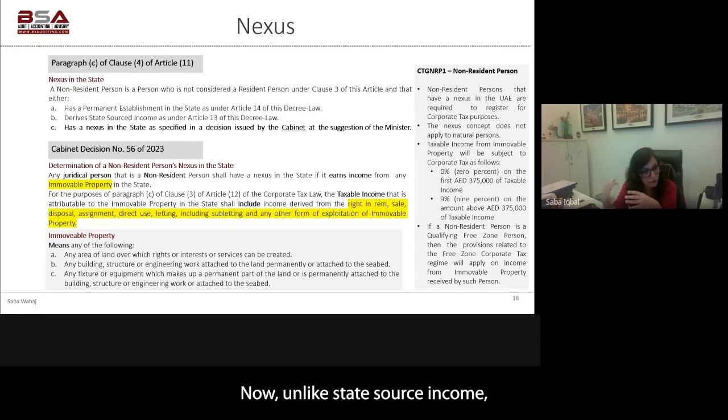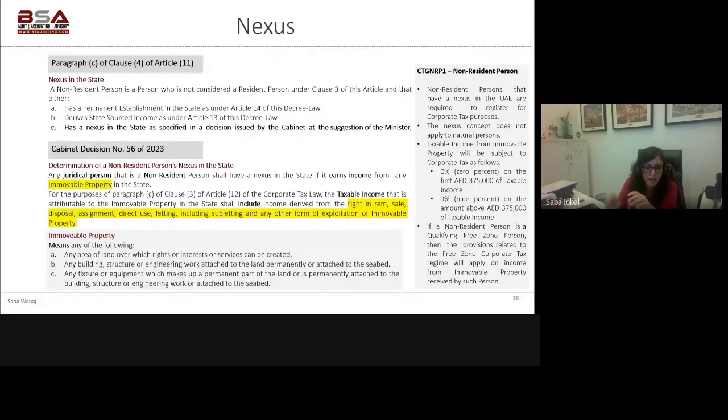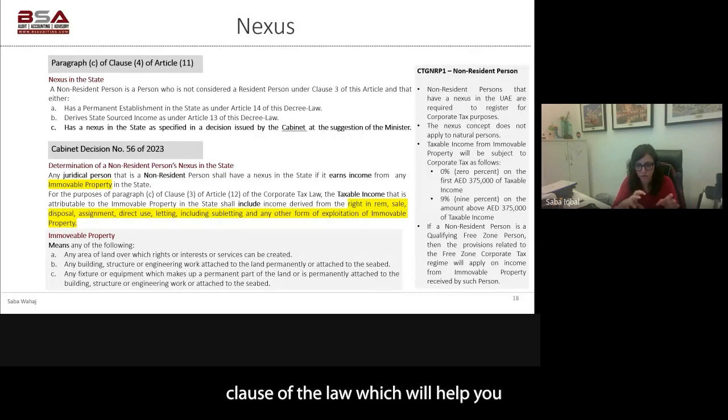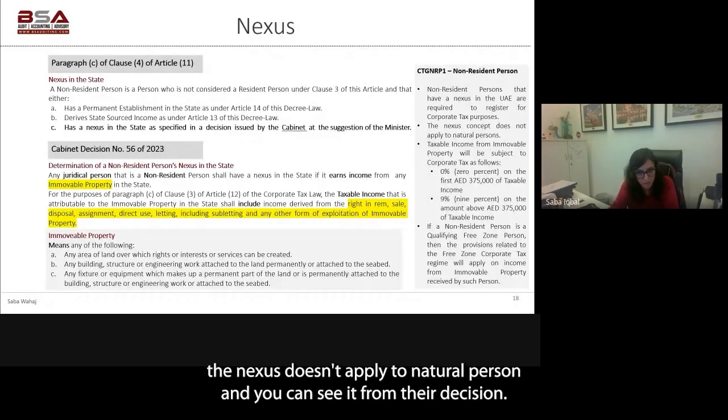Now, unlike state source income, a non-resident who creates a nexus in the UAE is required to register for corporate tax. Okay, and I'll refer to another clause of the law which will help you identify how I am concluding this. The second point I could take away from the guide was that the nexus doesn't apply to a natural person, and you can see it from the decision.